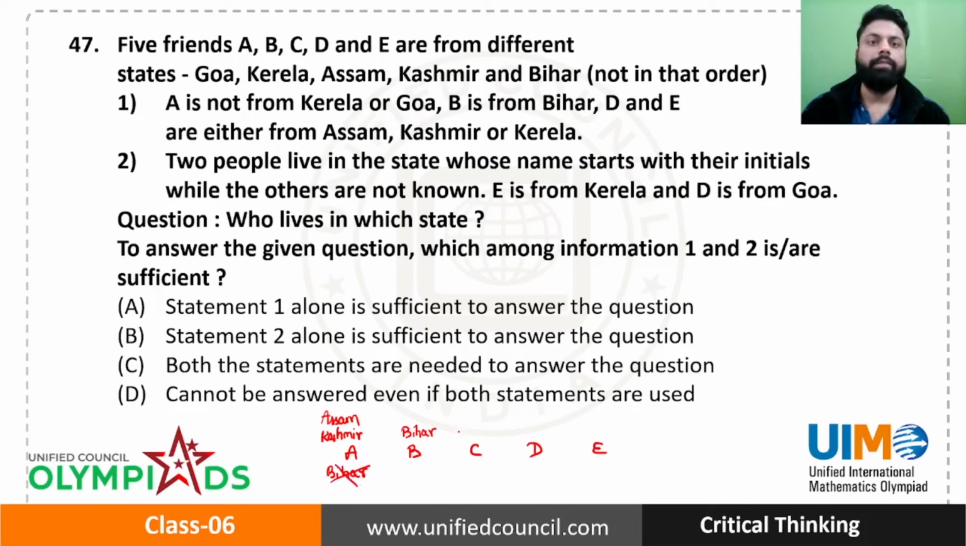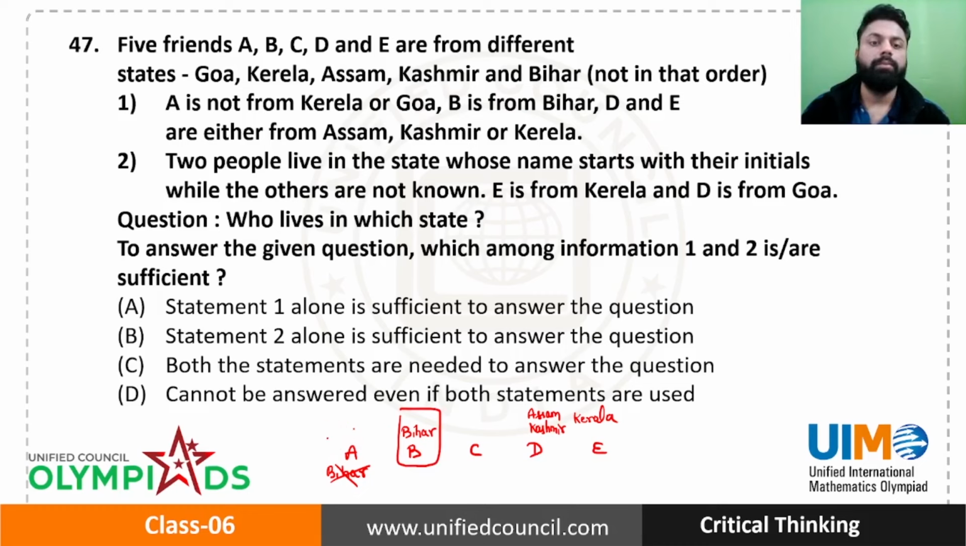D and E are either from Assam, Kashmir, or Kerala. So now, two people live in the state whose name starts with their initial. So see, B for Bihar. Now D for, do we have any state starting with D? No. From E? No. So A is from Assam.